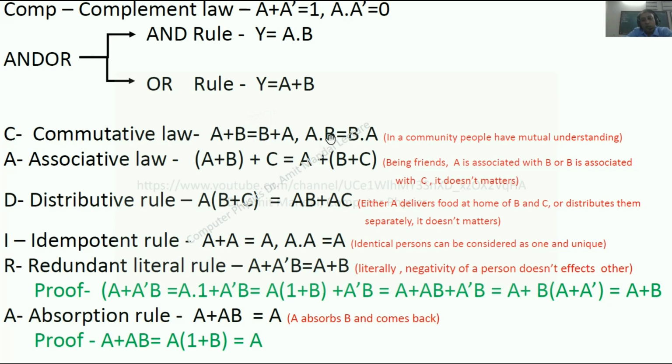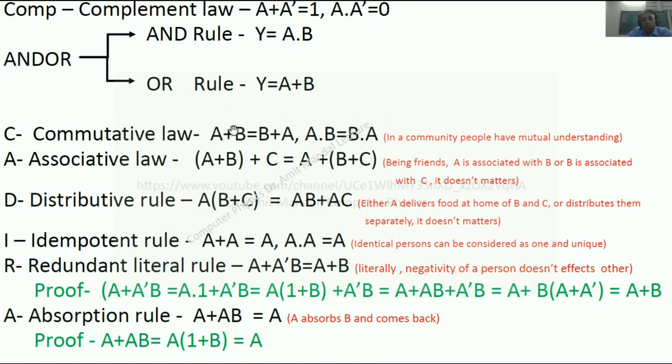Similarly, for this case also, A dot B equals B dot A. A plus is for OR gate and multiplication is for AND gate. So how to memorize this? In a community, it is commutative law. You can memorize it like this: in a community, people have mutual understanding. A has mutual understanding with B, then B will have mutual understanding with A. Similarly, for the AND gate, A has mutual understanding with B, then B will also have mutual understanding with A.